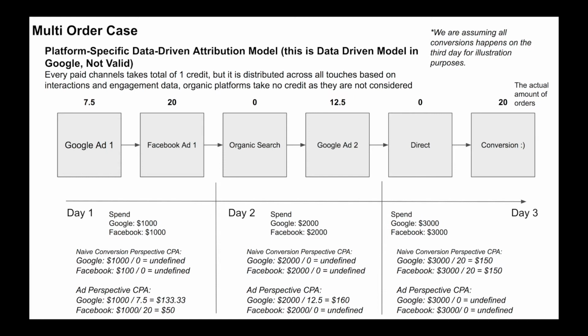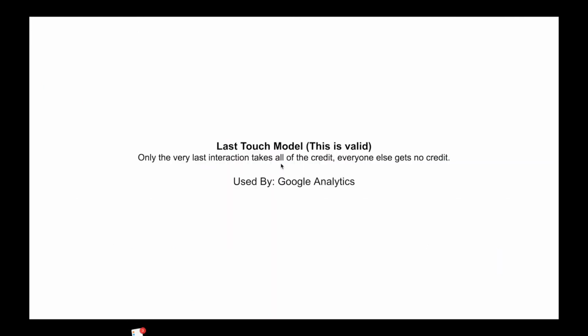But for ad perspective, it changed slightly. It didn't change for Facebook on day 1, still 50. But for Google Ads 1 now takes some credit. And so your CPA is actually something for day 1 now, it's 133. And day 2, Google 2 took less credit, so it's 160 now. So as you see, it's overall a more fair distribution of credit, despite the fact that it's still incredibly unfair.